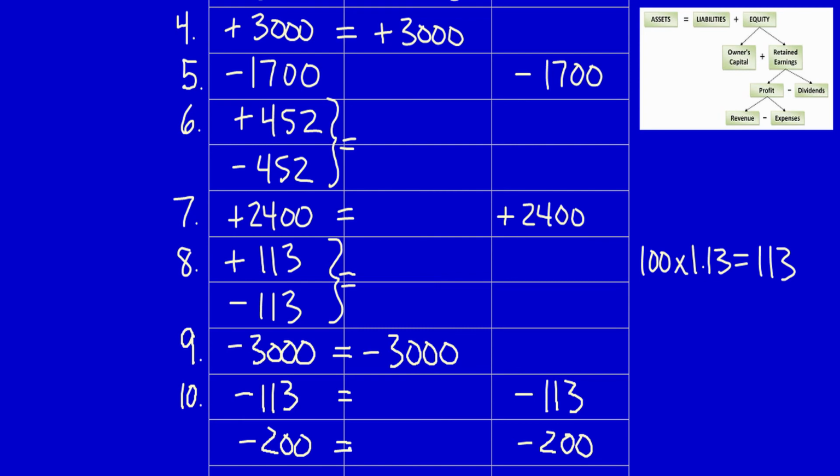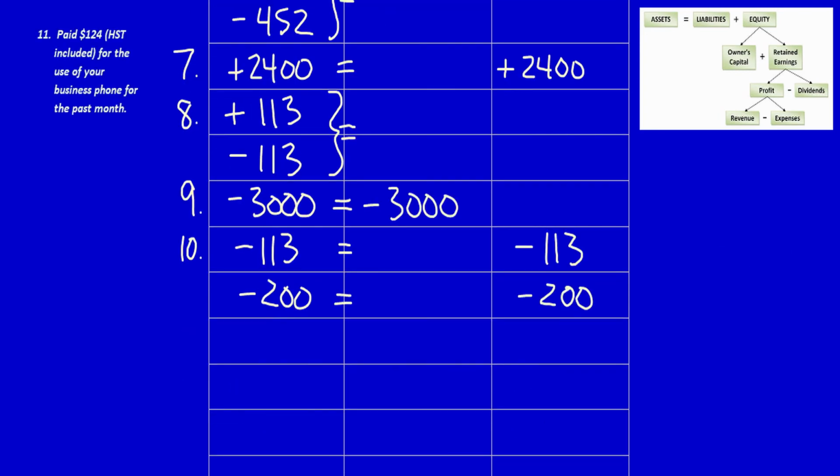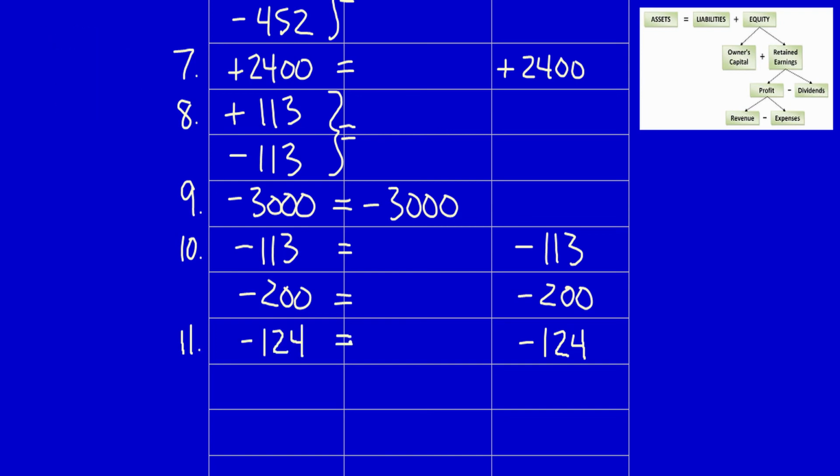Let's go to the last transaction. Paid $124, HST included, for the use of the business phone for the month. What did the business get? They used the services of the phone company in order to generate revenue. That's an expense. We know that expenses reduce the equity column, so negative 124 in equity. What did the business give away? They gave away cash, so the future economic benefit of that cash is gone, and assets decrease by $124. That's it for the transactions.